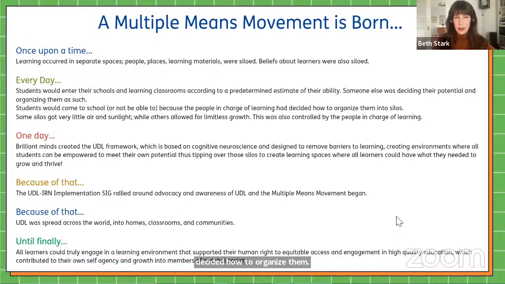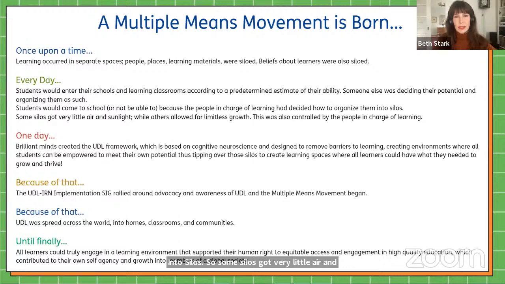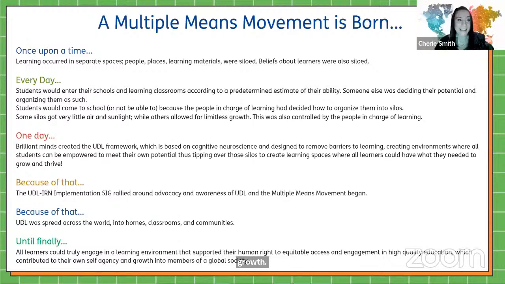Some silos got very little air and sunlight, while others were allowed for limitless growth. This was also controlled by the people in charge of learning. One day, brilliant minds created the UDL framework, which is based on cognitive neuroscience and designed to remove barriers to learning, creating environments where all students can be empowered to meet their own potential, thus tipping over those silos to create learning spaces where all learners could have what they need to grow and thrive.